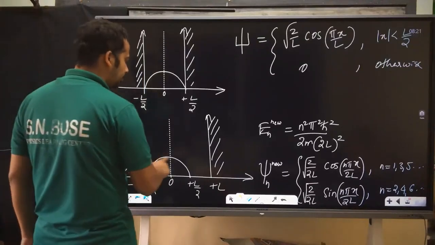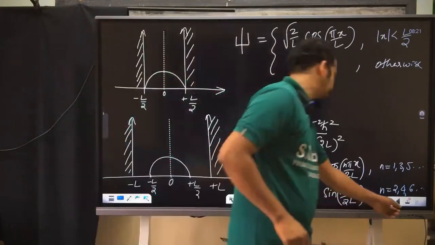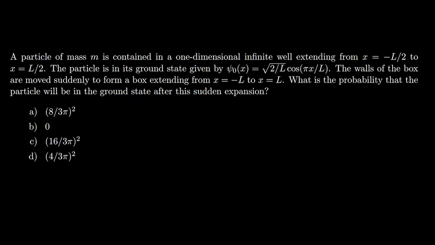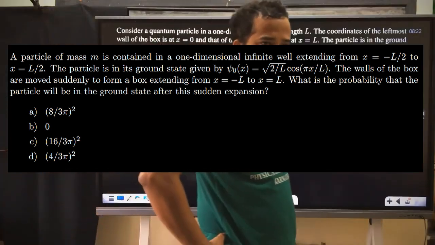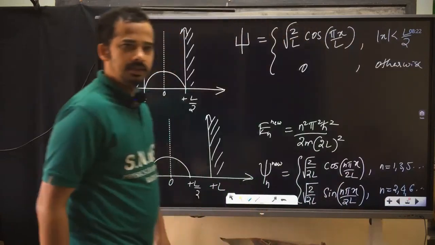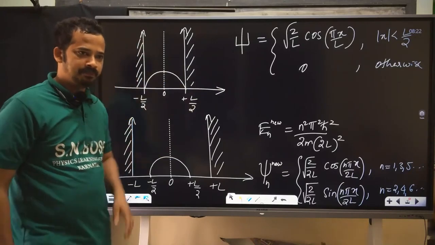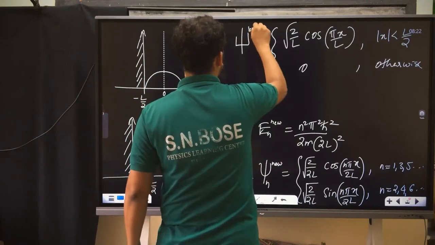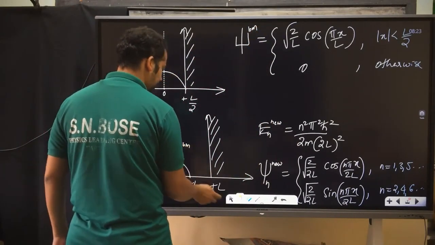Now this is the state before the measurement. Are you getting my point? Let me show you the question here. They could have defined the state in the new box because you are doing the measurement after expansion. But they didn't do it like this. They defined the new box state from this one. This is your psi, the state before measurement.